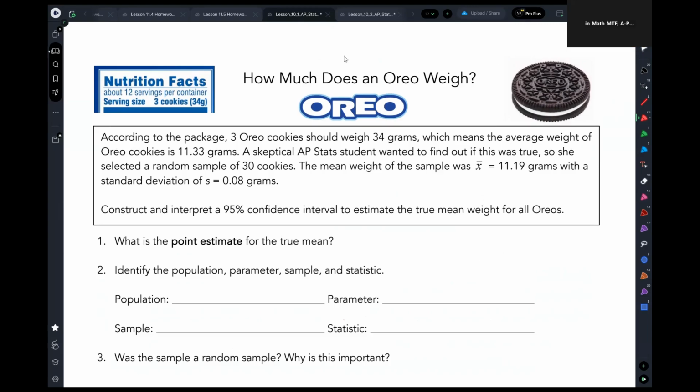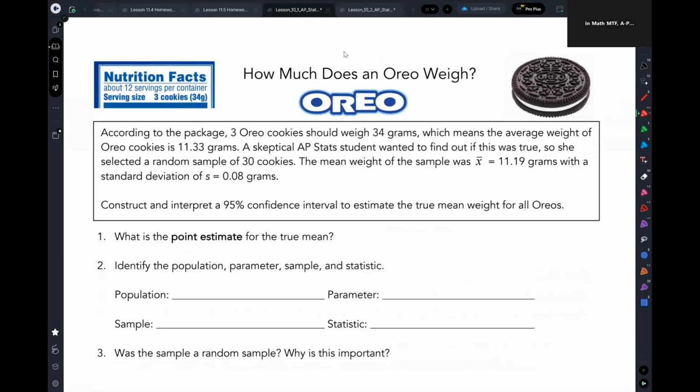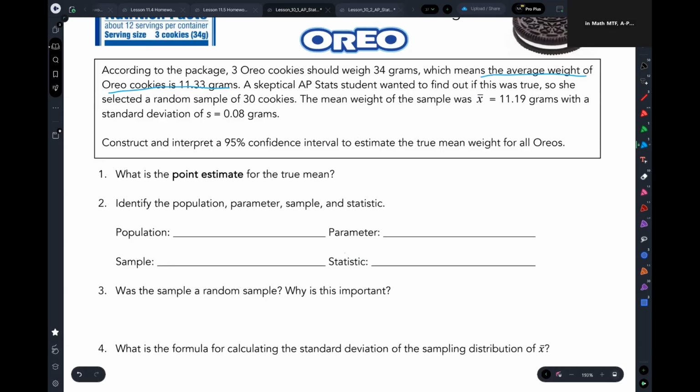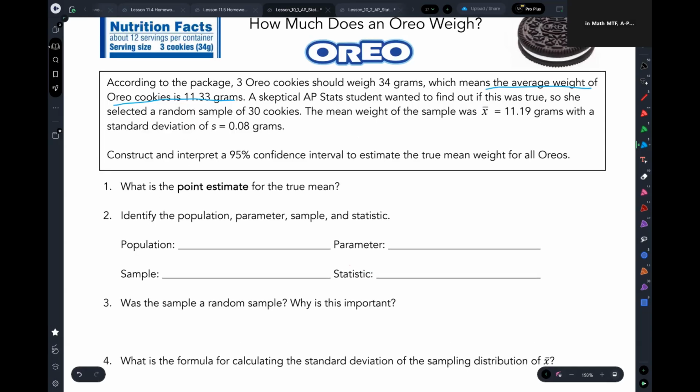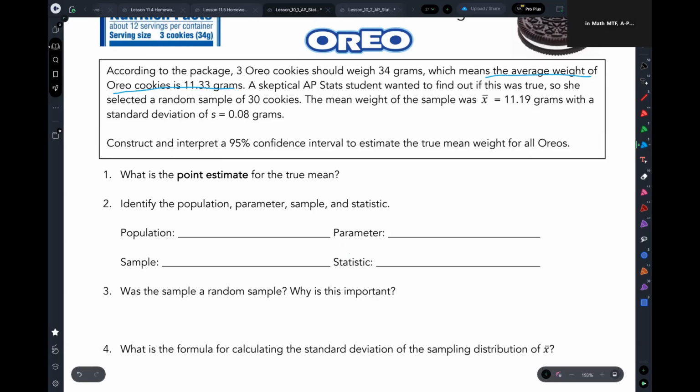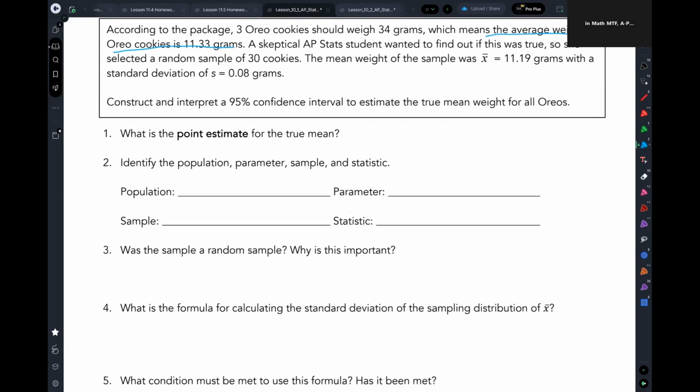All right. So how much does an Oreo actually weigh? We've got a claim that 3 Oreos should weigh 34 grams, which means a true average weight of this, right? Skeptical stats student wants to find out if this is true, so she selected a random sample of 30 cookies, and their mean weight was 11.19 grams with that standard deviation. Construct and interpret a 95% confidence interval.